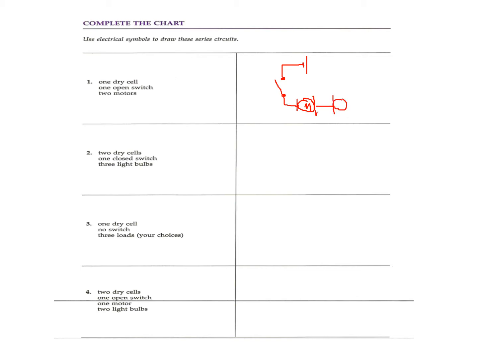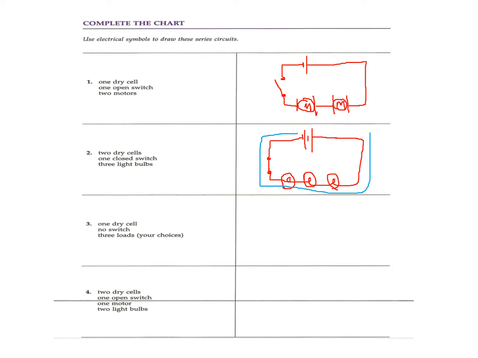Make sure you practice, because on your unit tests I ask you to draw and send me a picture of what you have done. So be prepared to draw what I ask you. Two dry cells, one closed switch, and three light bulbs. 1, 2, 3. So you can see there's only one path. If I start here, there's only one way for me to go back.